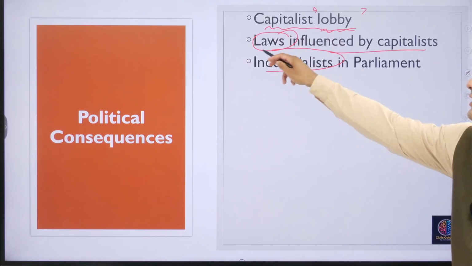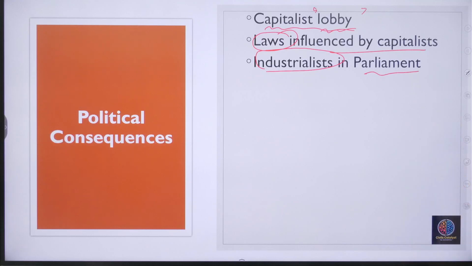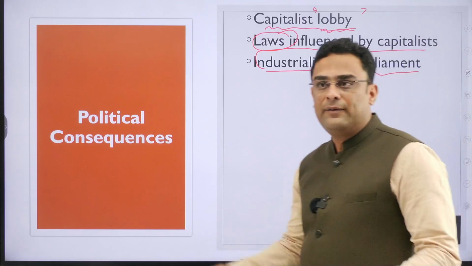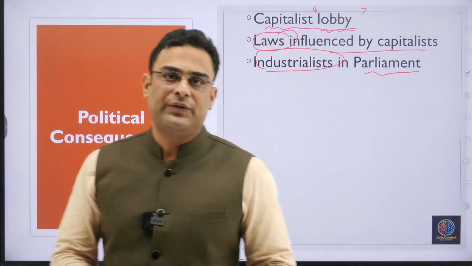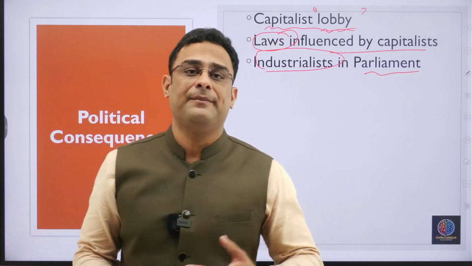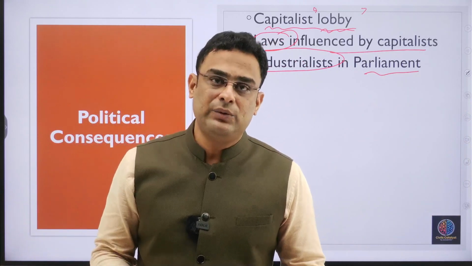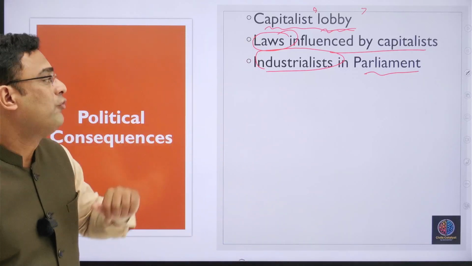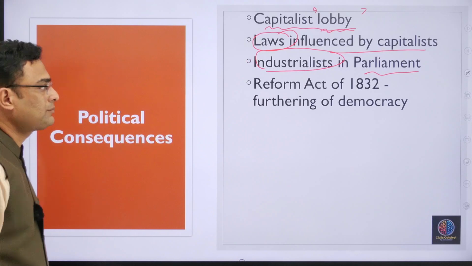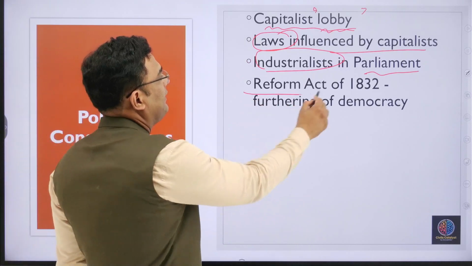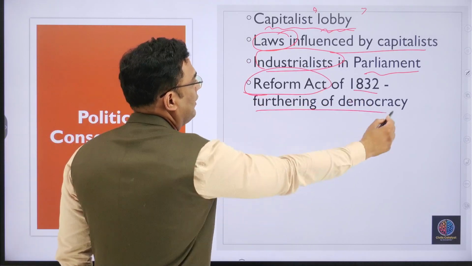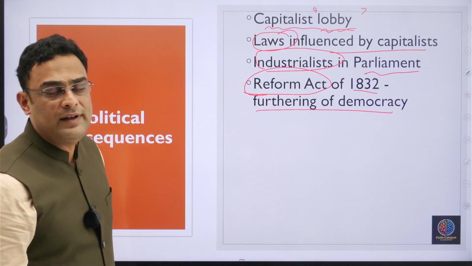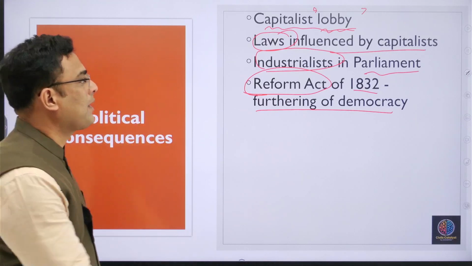Slowly, the industrialists started to enter the parliament itself. Earlier, they were outside and only trying to influence, but with passage of time, they also gained access to the electoral process and they entered the electoral fray and joined the parliament also. The Reform Act of 1832 was passed. Furthering of democracy took place because of this.